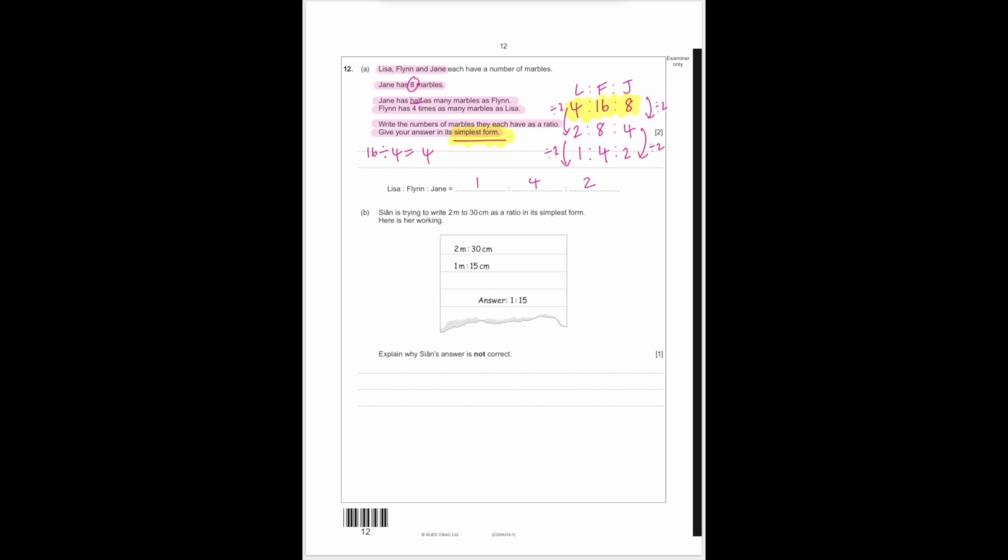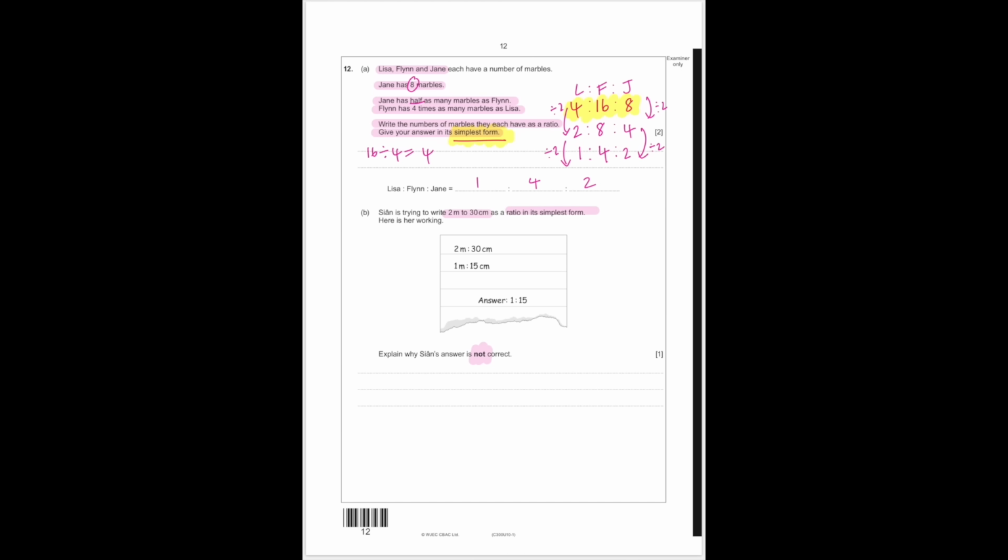Part B. Shan is trying to write 2 meters to 30 centimeters as a ratio in its simplest form. Here's her working. So she started with 2 meters to 30 centimeters. Then she simplified it to 1 meter to 15 centimeters. And her answer is 1 to 15. Okay, explain why her answer is not correct.